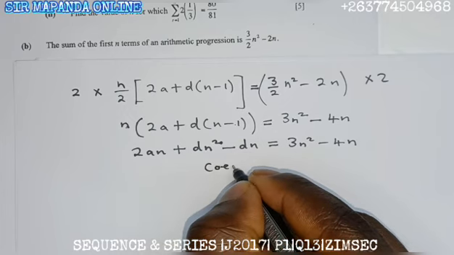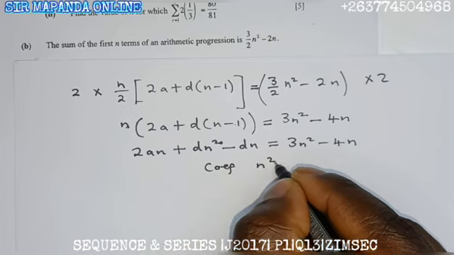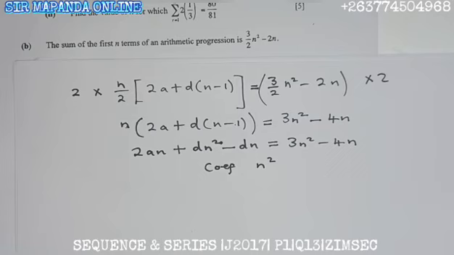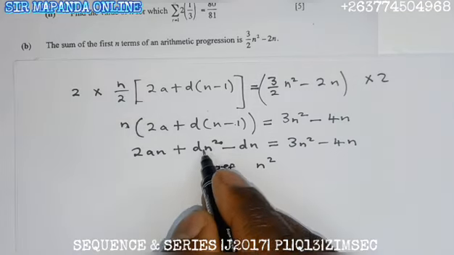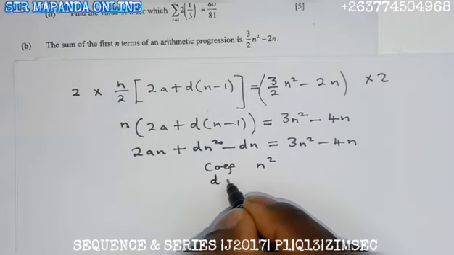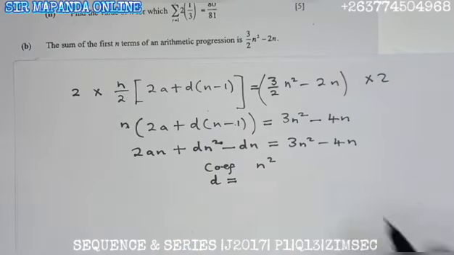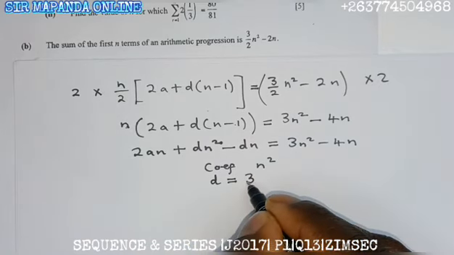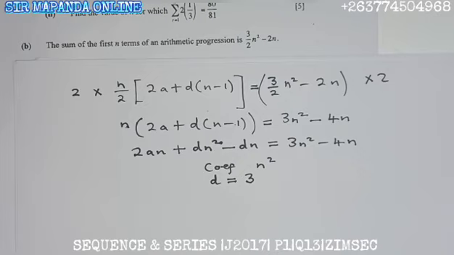So here I'm going to start by equating the coefficients of n squared. The coefficient of n squared on the left side is d. Then the coefficient of n squared on the right side is 3. So our common difference is 3. I hope you are following, class.